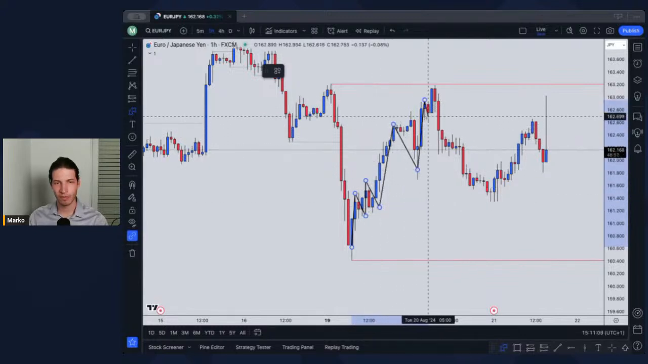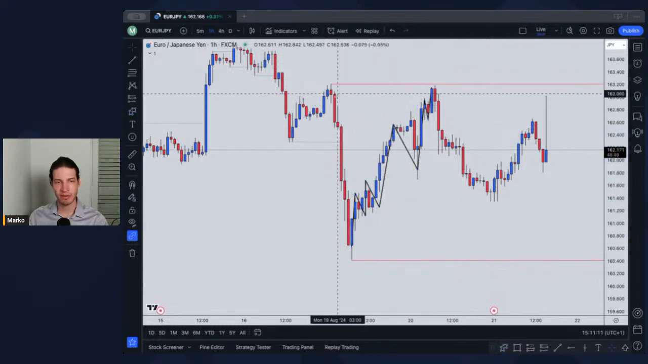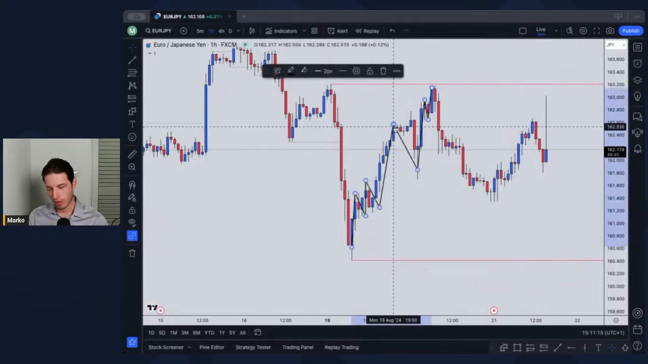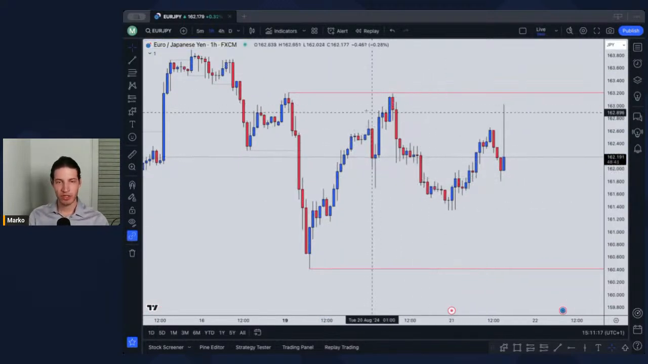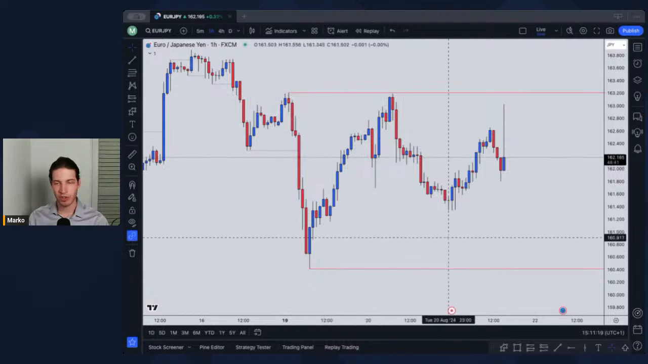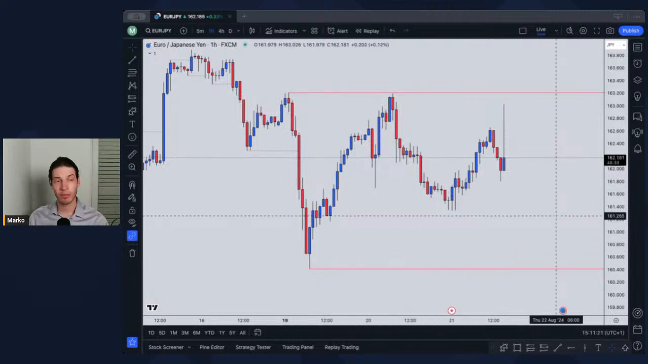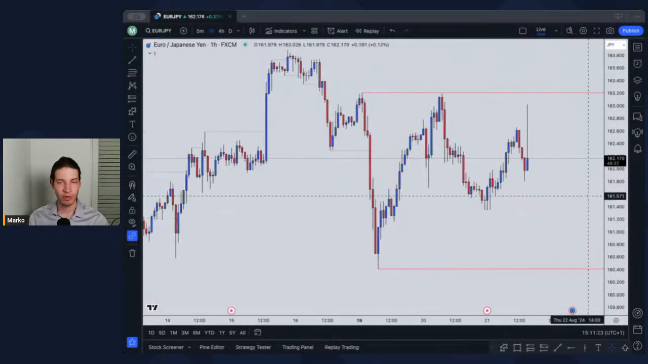So it wasn't really the same sort of momentum as it was when we were going down. And now the price is just ranging inside of the high and the low. So I'm going to be more patient. I'm not going to put the euro and the Japanese yen on the watch list just yet.